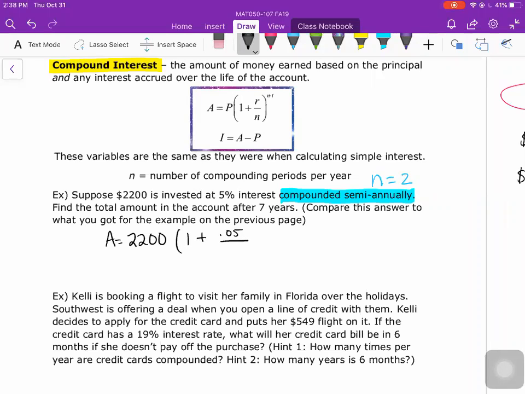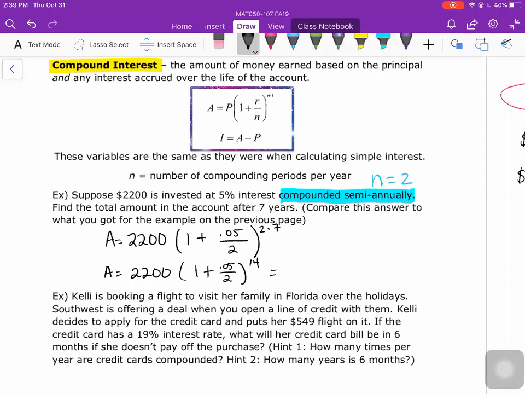Divided by N, raised to the power of 2 times T, which is 7. I'm going to simplify this a little bit because I do want to type this in my calculator, but I don't want to have too many parentheses. Oh, because it's NT. The only thing I'm going to simplify right now is the 2 times 7, that exponent. We can type this whole thing into our calculators.